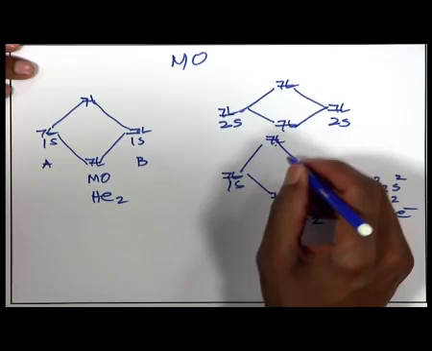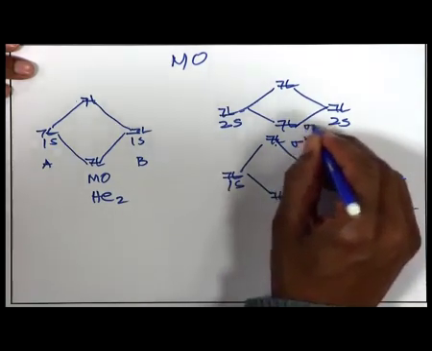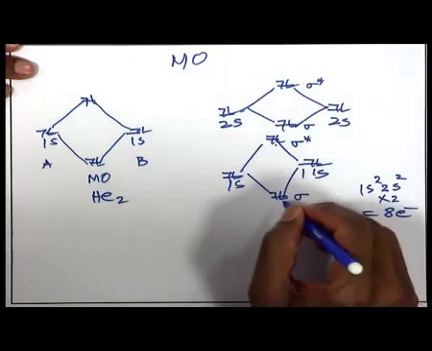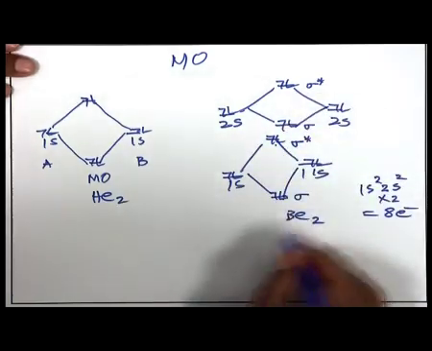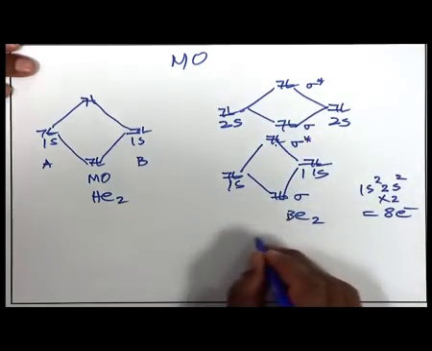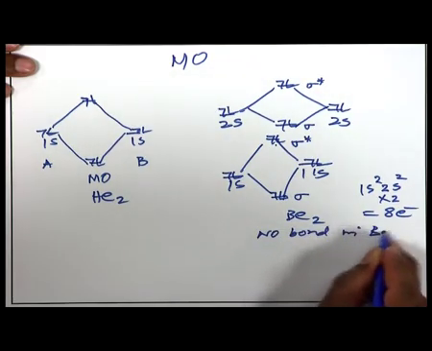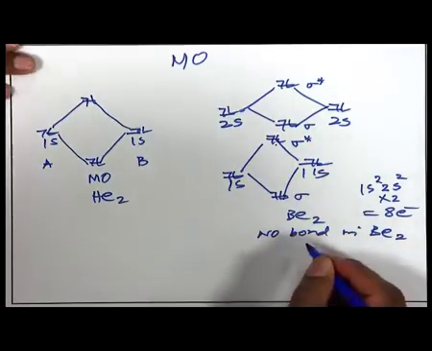Then for the bond order, this is a sigma orbital, this is a sigma star orbital, again this is a sigma orbital, and this is a sigma star orbital. To find the bond order, these two cancel each other and these two cancel each other. So there is no bond in Be2. That means it does not exist, like helium.